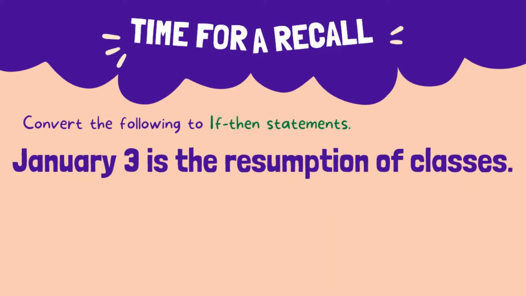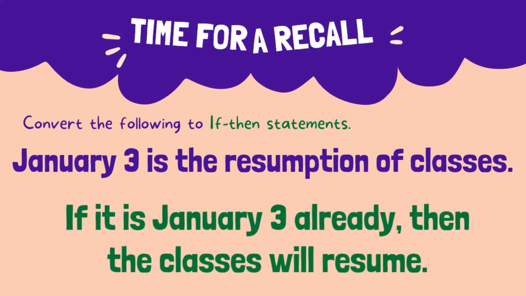Alright, let's go with the last example. "January 3 is the resumption of classes." This is our declarative sentence. How do we convert it to its conditional statement? If it is January 3 already, then the classes will resume. So the hypothesis would be "it is January 3," and the conclusion, "the classes will resume."